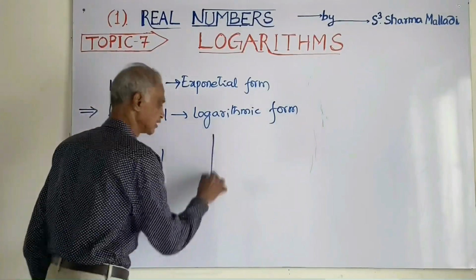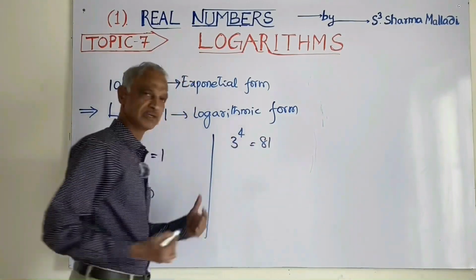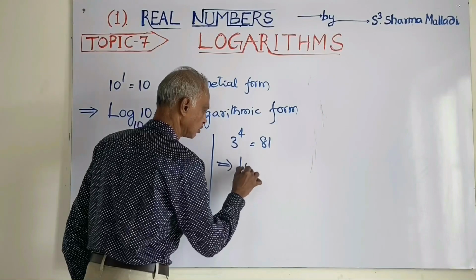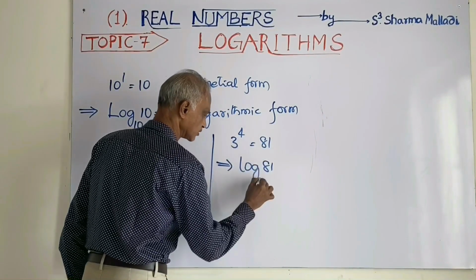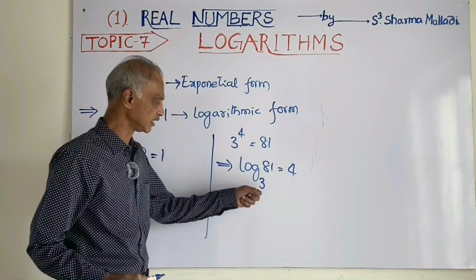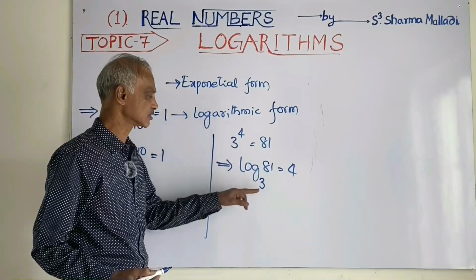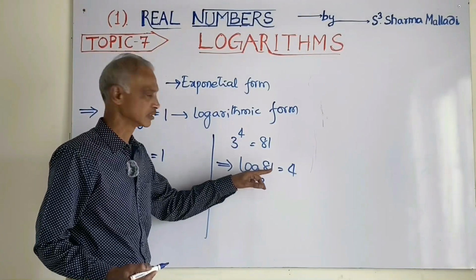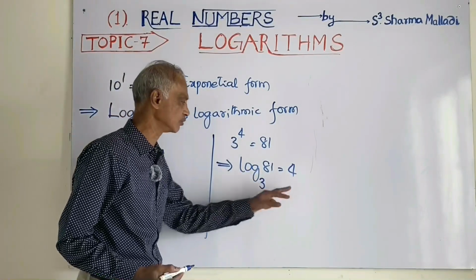I will take another example. You know 3 to the power of 4 is equal to 81. We will write in logarithmic form. This can be written as log of 81 to the base 3 is equal to 4. And also you can write 3 to the power of 4 is equal to 81. Here base is same. 81 is called argument and this is base. This is equal to 4.